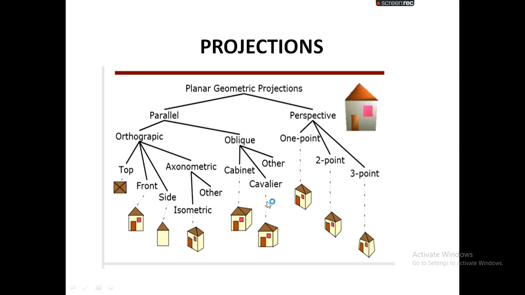So as we classified like this, first we have planar geometric projections. These projections are classified into two types in computer graphics: parallel projections and perspective projections. Again, parallel projections are classified into two types. One is orthographic projections and one more is called oblique projections.